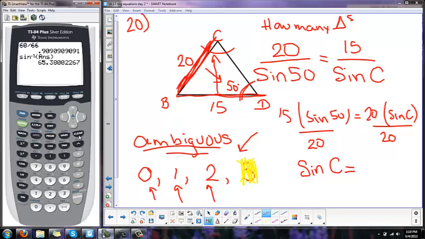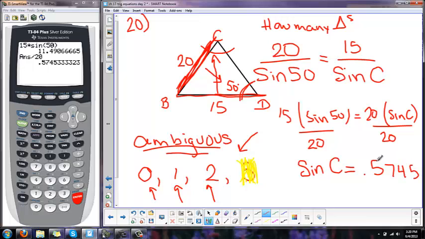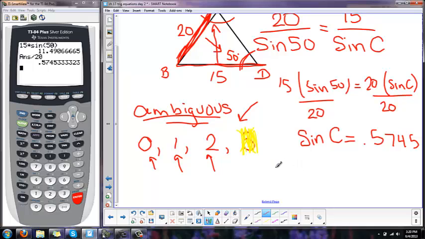Let's see. 15 times the sine of 50, and you always want to make sure that you're in degrees when you're doing this, is that decimal divided by 20. So the sine of C is equal to 0.5745, etc. But I don't care what sine of C is equal to. I want to know what the angle C is equal to. So the angle C is equal to, and I can do second sine, second answer, figure out what the angle is, and that is going to be 35 degrees.